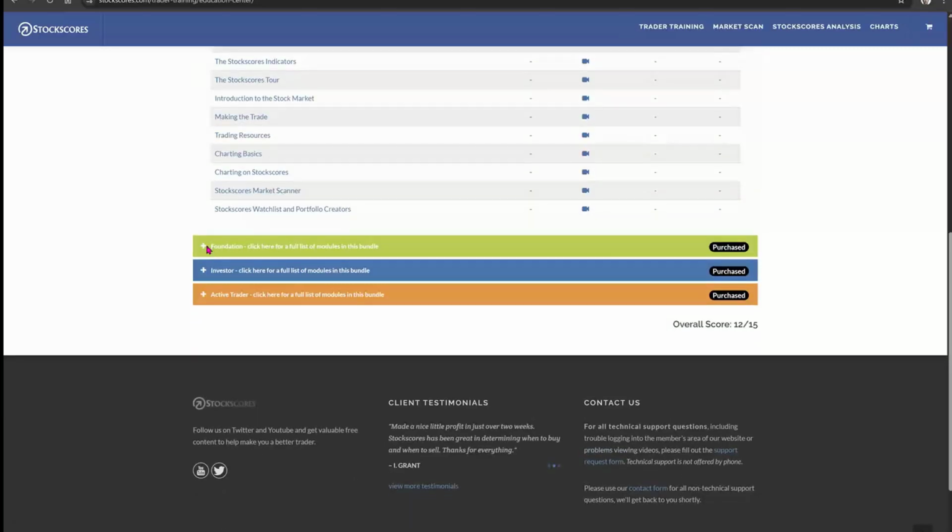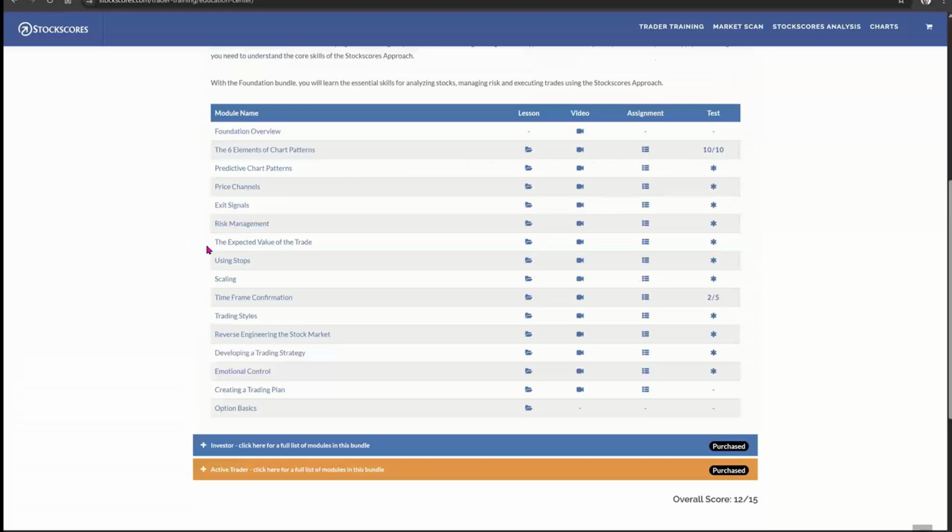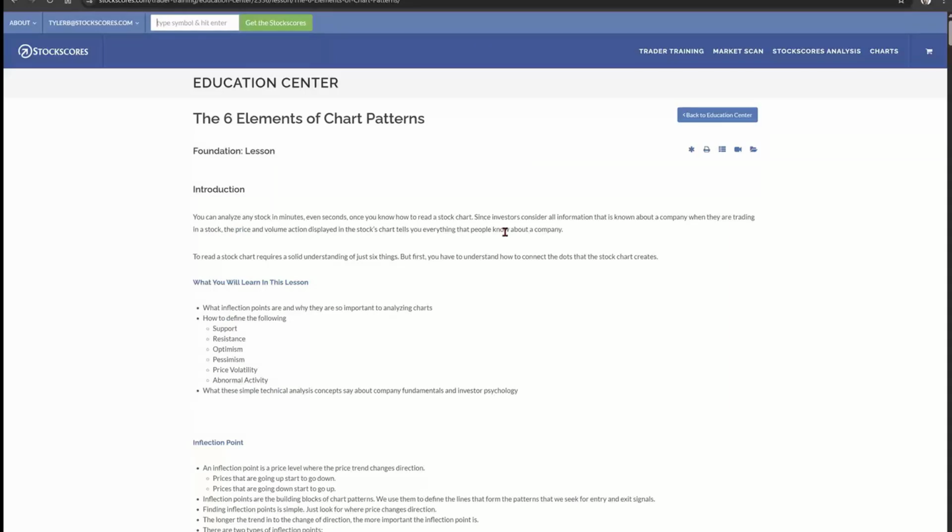So the foundation is what teaches you the core theory, I guess. So in our first lesson on Tuesday, I talked about the 6 elements of chart patterns, which were support, resistance, optimism, pessimism, price volatility, and abnormal activity. And you can see all of those listed there. And so that's what this lesson is all about. And I teach first, like we talked about on Tuesday, inflection points, and then I go into all of those 6. So we kind of covered that on Tuesday as a group.